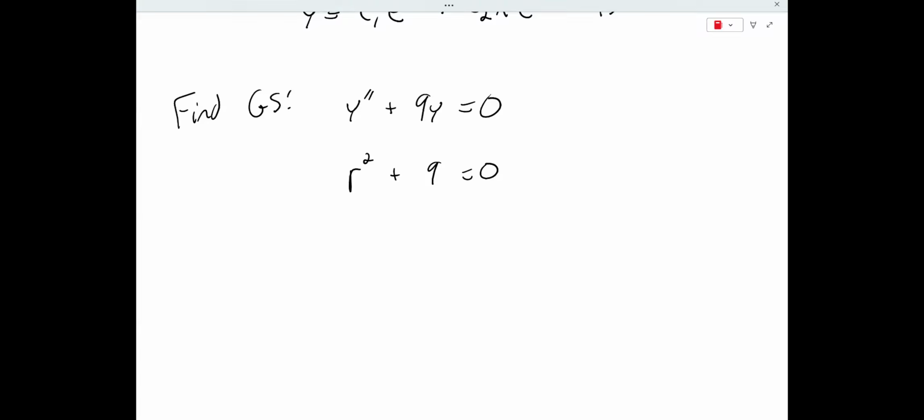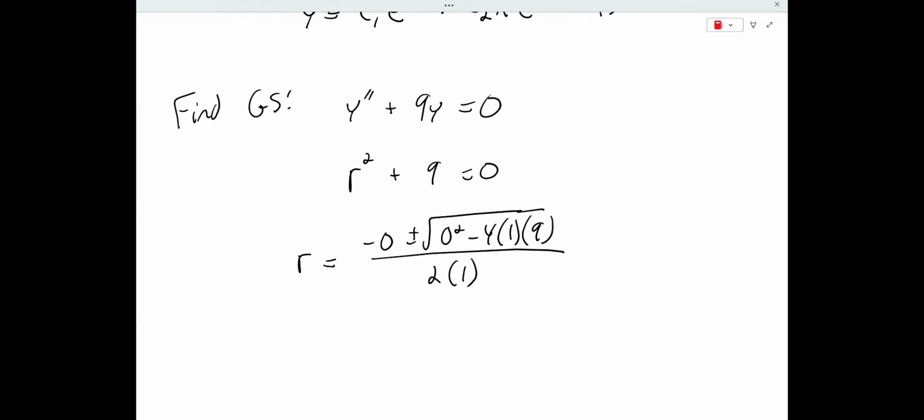Now, unfortunately here, if you go through this and factor, you'll get imaginary numbers. If it were r squared minus 9, it would be pretty easy, but we've got r squared plus 9. So let me do a couple of things here. If I go to the quadratic formula, I'll just show you that. I use the quadratic formula: negative 0 plus or minus the square root of 0 squared minus 4 times a, which is 1, times c, which is 9, all over 2 times a, which is 1.